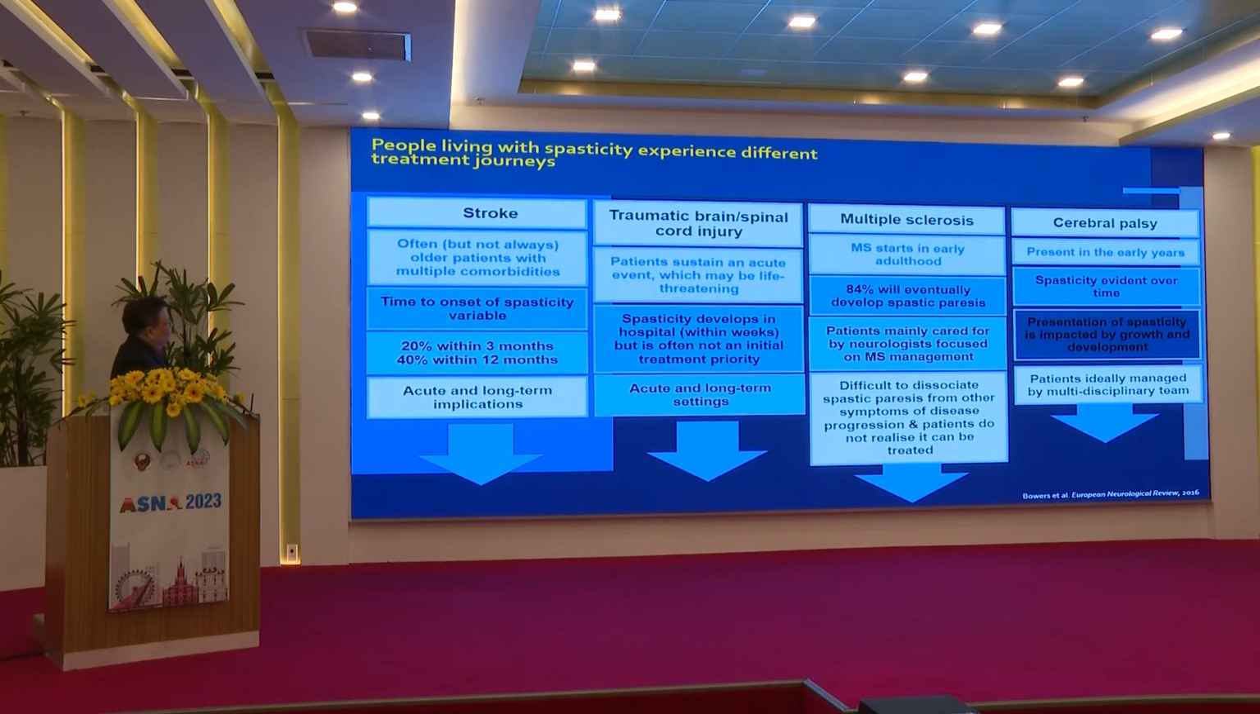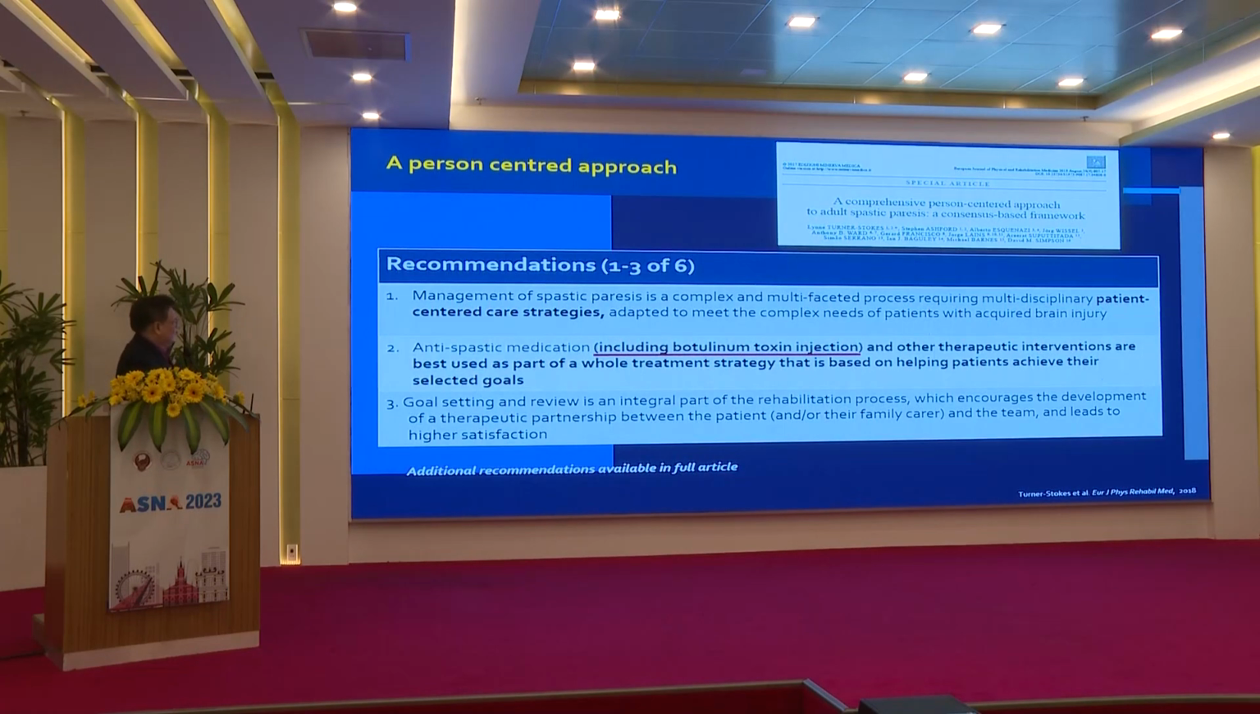Now, people living with spasticity experience different treatment journeys, and this is often what happens in stroke. So you can see that they have multiple comorbidities. The time to onset is very important. Within 3 months, 20% of patients with stroke develop spasticity, and it doubles after a year. This is an important phenomenon to remember in terms of the journey of our patients with spasticity.